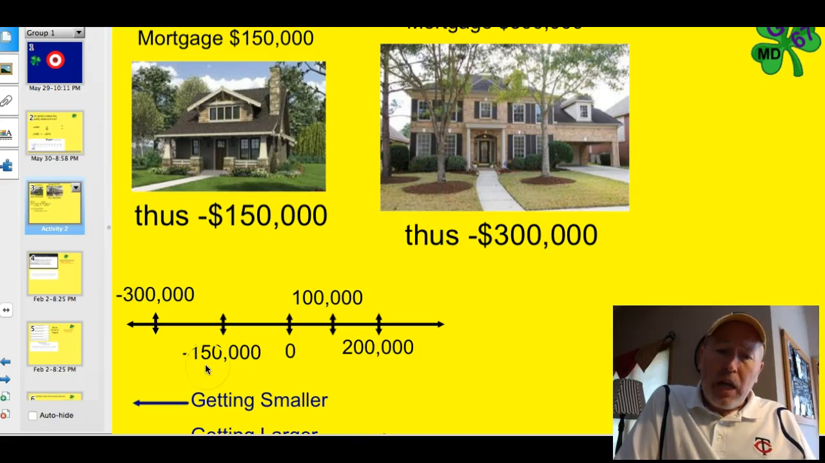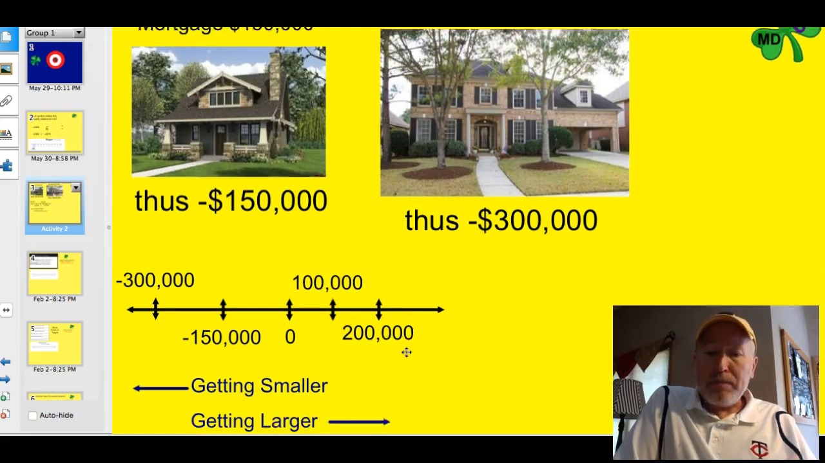So if you were to put these on a number line, you could look and see that negative $300,000 is way over here. Here's negative $150,000. It's still a big number, but it's closer to 0. It's farther to the right. So a negative $150,000 is greater than negative $300,000, but much smaller than anything on the other side of 0. Anything on the right of 0 is positive. This would be $100,000 in your bank. This would be $200,000 in your bank.